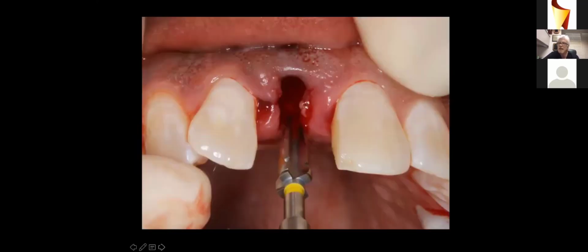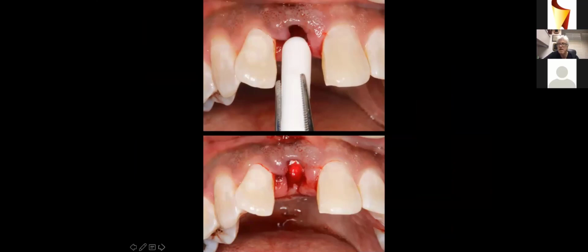And then here again, I'm going to widen the osteotomy to my final osteotomy burr, which is the 4.3 diameter burr. And again, I think it's very helpful if you take radiographs to make sure you're in the proper position.